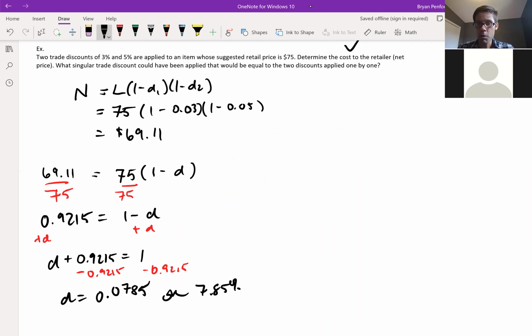Intuitively, our brain usually wants to take 3% plus 5% and add that together to get 8%. But notice that what we're really doing with our discounts is we're in a multiplication kind of setting. So adding 3 and 5 to get 8% doesn't quite work to get that singular trade discount that we need. So just be mindful of that. It always comes out a little bit less, I would say, than adding them together.